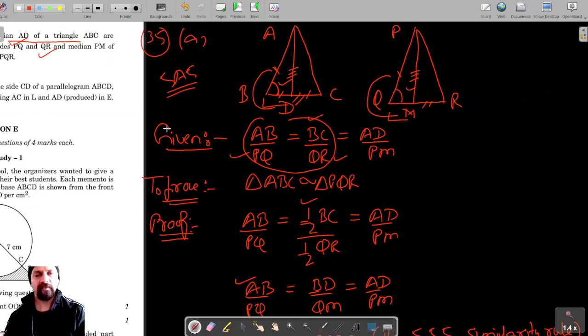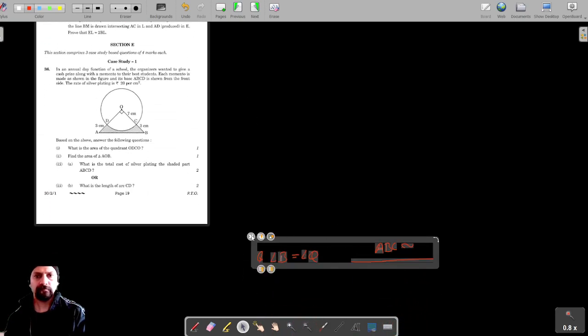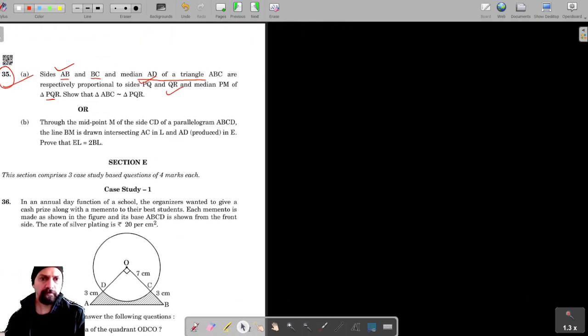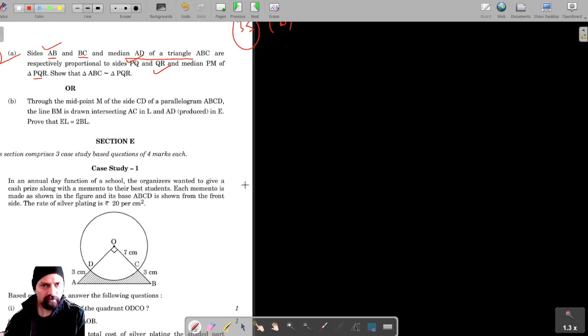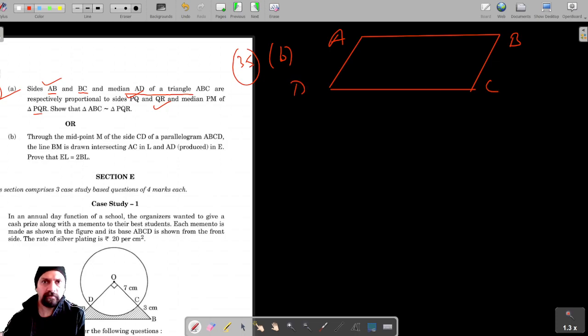Let's move on to part B, and for that, let's try to draw a rough sketch. For question number 35, part B, it's given that through the midpoint of the side of a parallelogram ABCD, so let's say this is a parallelogram ABCD. Now it's given that through the midpoint M of side CD, a line is drawn intersecting AC in L.